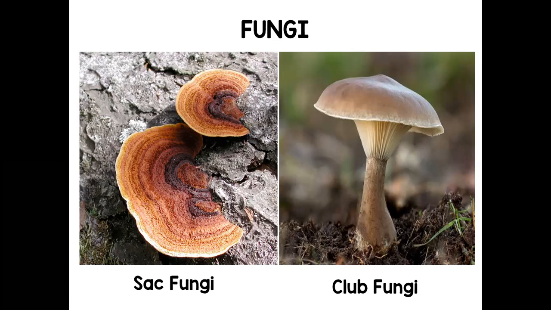We have the sac fungi and the club fungi. The sac fungi include yeast and green mold. This kind of fungi lives mostly on land. Yeast is rich in proteins and vitamins and it breaks down sugar into alcohol and carbon dioxide when oxygen is absent. Okay? When I say club fungi, these are food for most people.